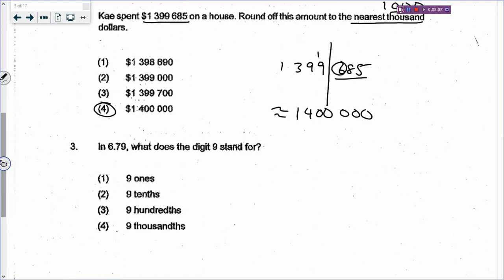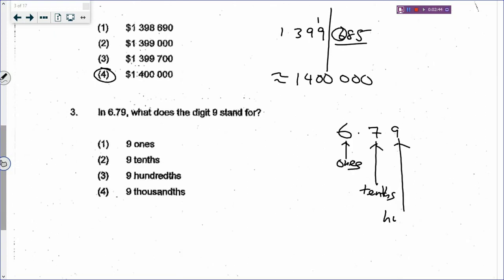Alright, let's go to number 3, your place values. In 6.79, what does the digit 9 stand for? Now, 6 without the decimal point is a whole number, but once you put a decimal point, it becomes a decimal, 6.0. Without the decimal point, it is actually ones. But when you put the decimal point and then you have 6.7, the digit 7 after the decimal point is your tenths place. And then your digit 9 will be your hundredths, which has a TH in it.